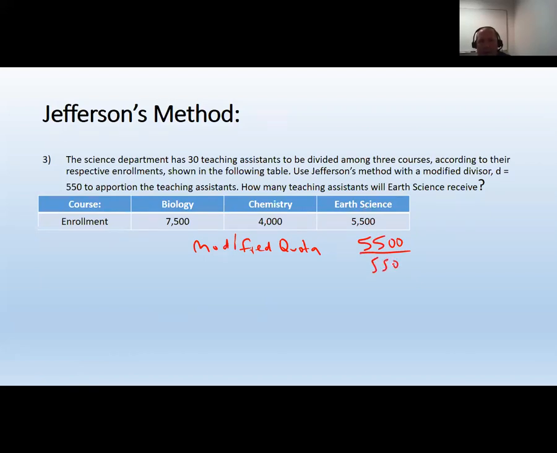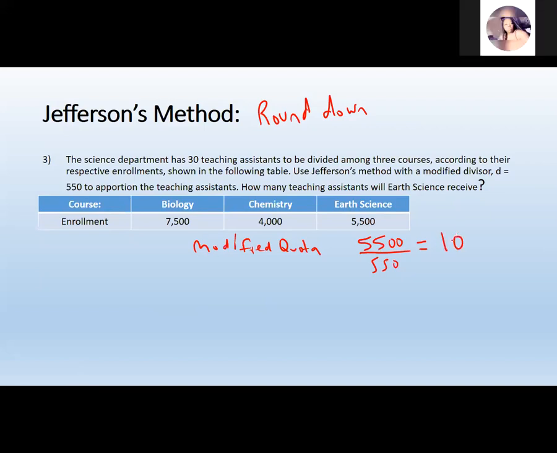Now, let me ask you guys and test your understanding from how much you remember from class. How do you round on Jefferson's method? Up, down, or normal? Down. Down, that's right. Now, it doesn't really matter on this problem because what was Jefferson's modified quota? 10. So there was no rounding that was necessary on this, but rounding down just means chop off the decimal and you've rounded down.